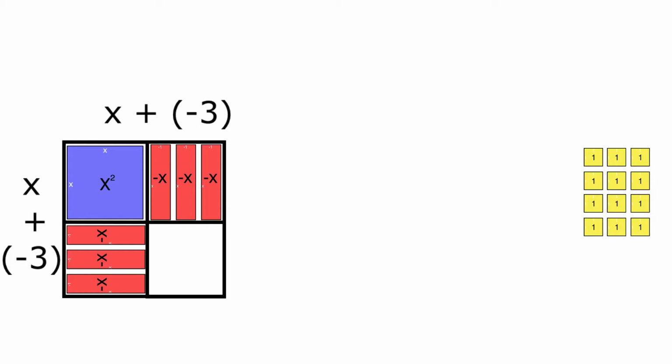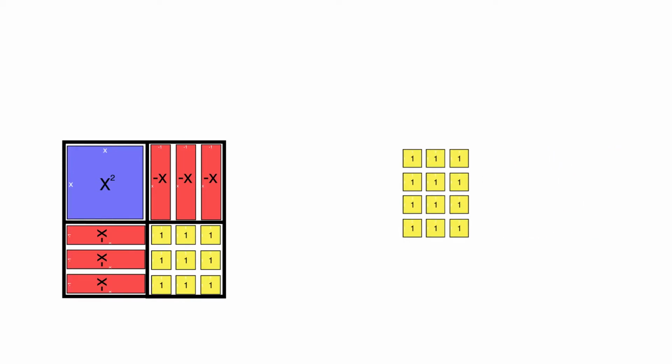We still have to complete the square by adding tiles for the area of the bottom right corner. The bottom right corner has a length of negative 3 and width of negative 3. So we multiply that out to get our area, which is 9. So in order to make this shape a square and to complete the square, we must add 9 ones tiles at the bottom right corner.